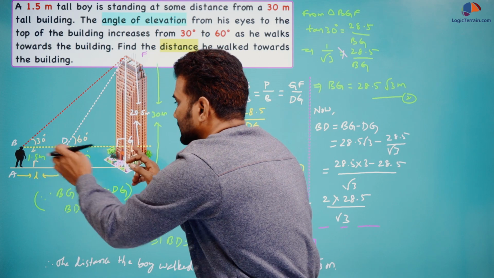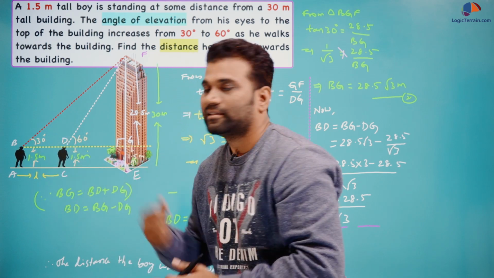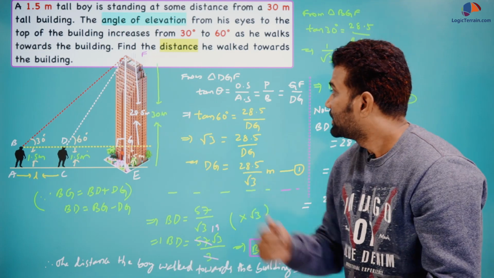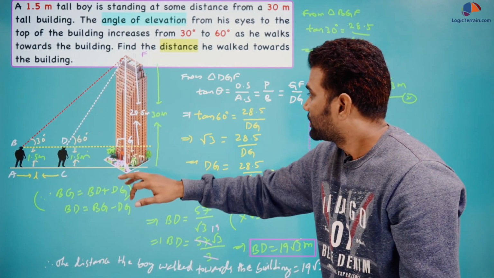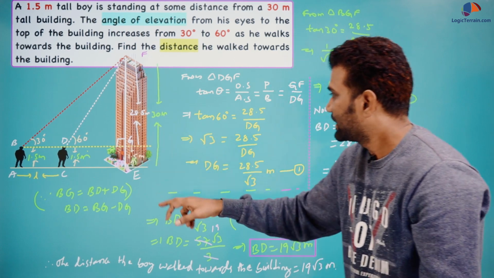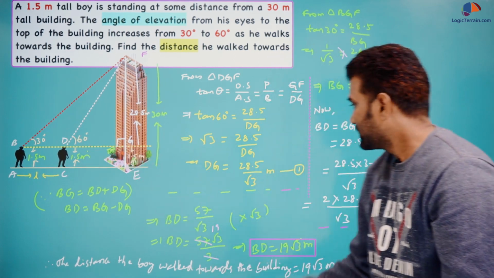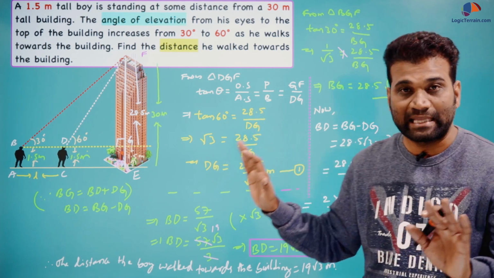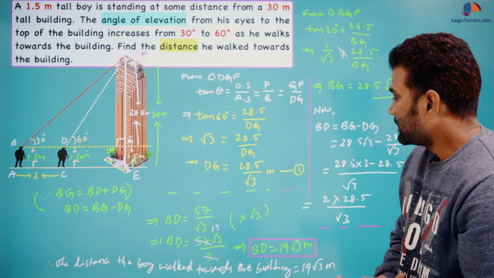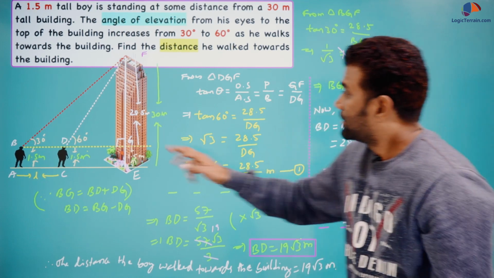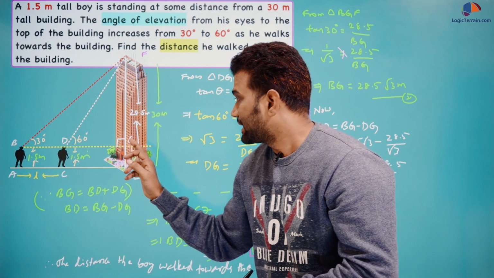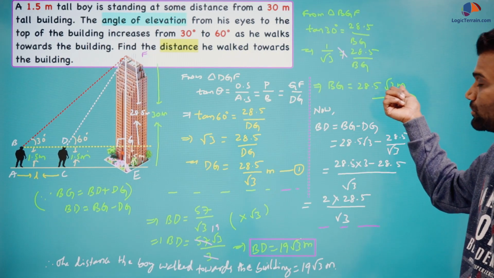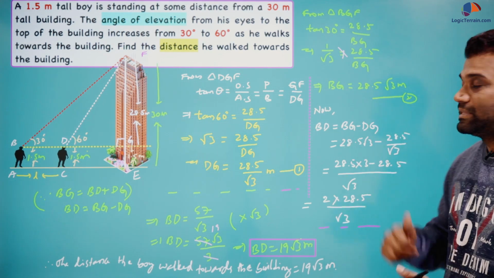Now from the total length, if you subtract this length, we will get the distance he walked towards the building. That is what we have done here, you can see. So first, by using one right angle triangle, this right angle triangle, here we have got DZ length, that is 28.5 upon square root 3. In both the cases we have used tan theta only, right? And again by using this right angle triangle, again by using tan theta, here we have got BZ length, that is 28.5 square root 3 meters. Let us assume this is number 2.